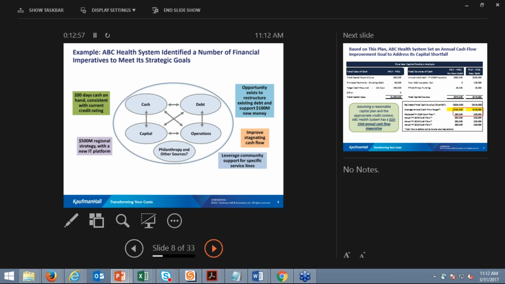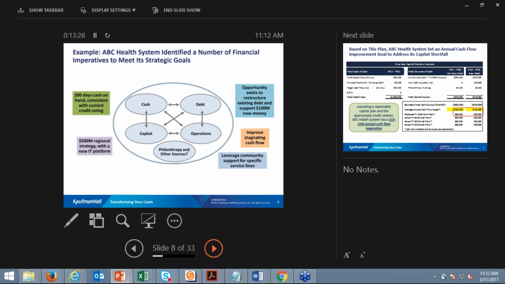This is ABC Health System. We've masked the details on this. But this organization has strategic priorities to maintain their current rating, so they need 200 days cash on hand. They want to restructure their debt to get new money. They want to improve stagnating cash flow. And then they have a $500 million regional capital strategy with a new IT platform.